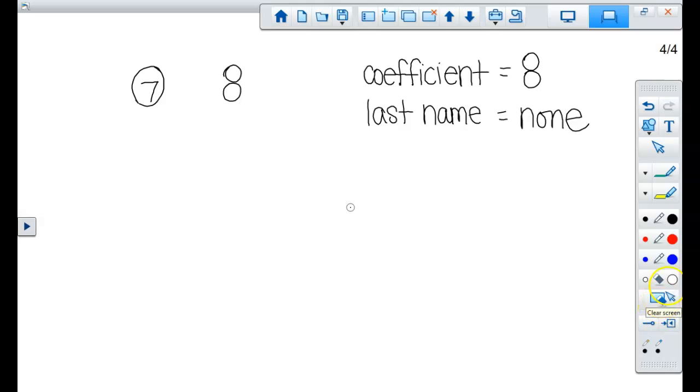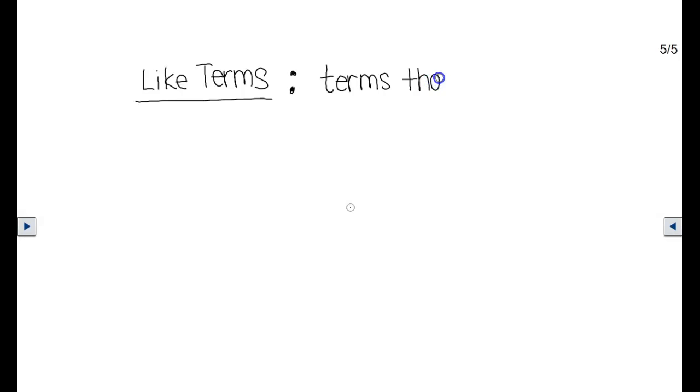Now, here's what we're going to do with this today. We're going to be working on this a little bit all week. Today, what you are going to do is use the vocabulary that we've just talked about to begin to work with like terms. Now, here's what you need to know. Like terms are terms that have exactly the same last name.